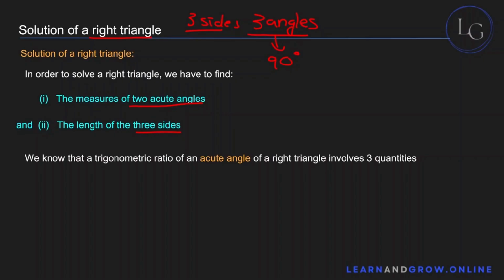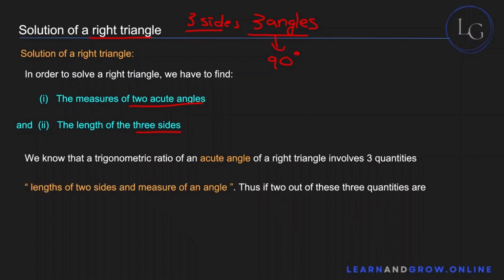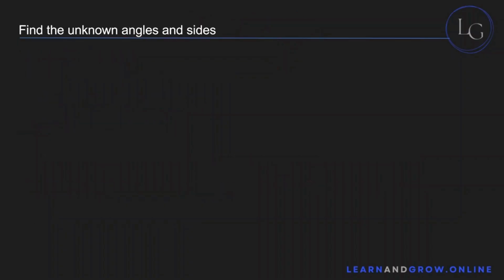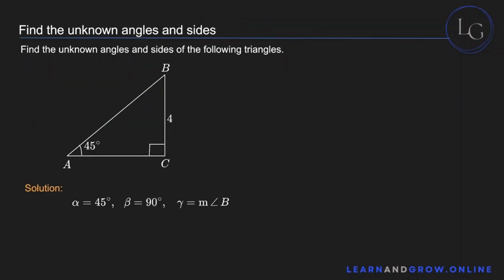Okay. Now, we know the trigonometric ratio of an acute angle of a right angle triangle involves three quantities, right? The lengths of two sides and the measure of an angle. So if you have the lengths of two sides and one angle, you can find the other quantities as well, right? So let's see an example.